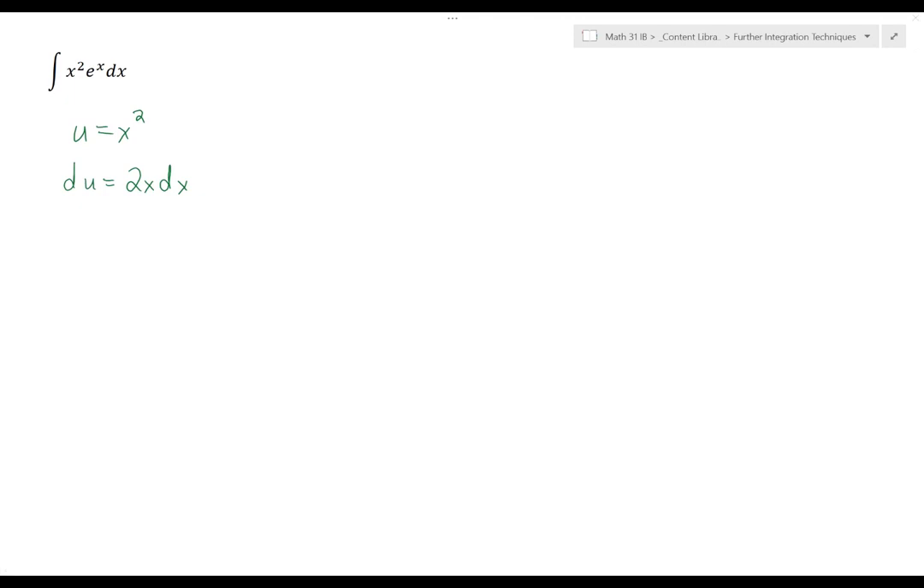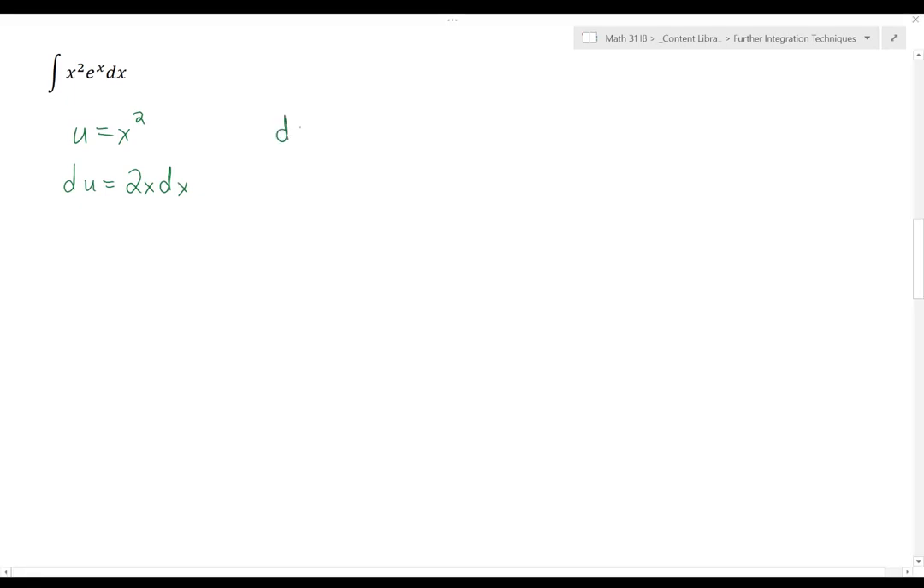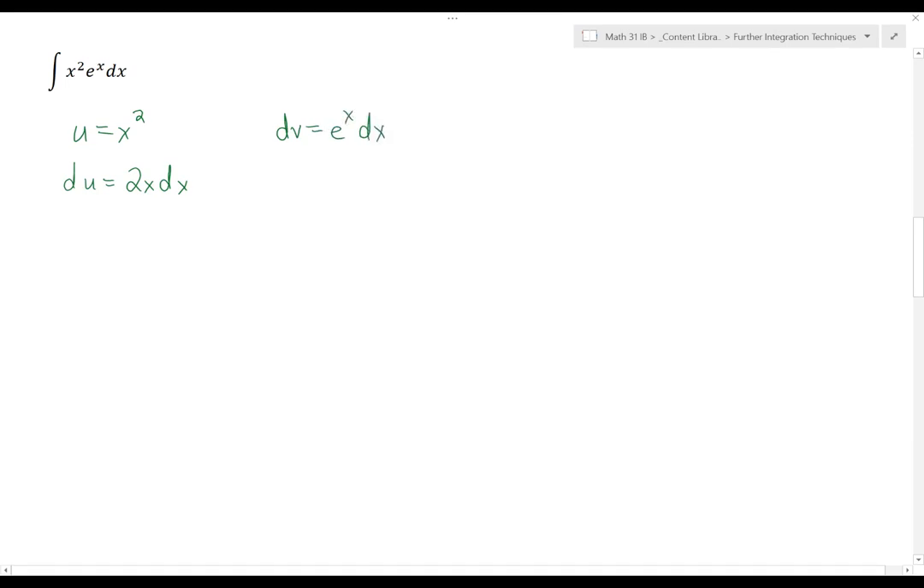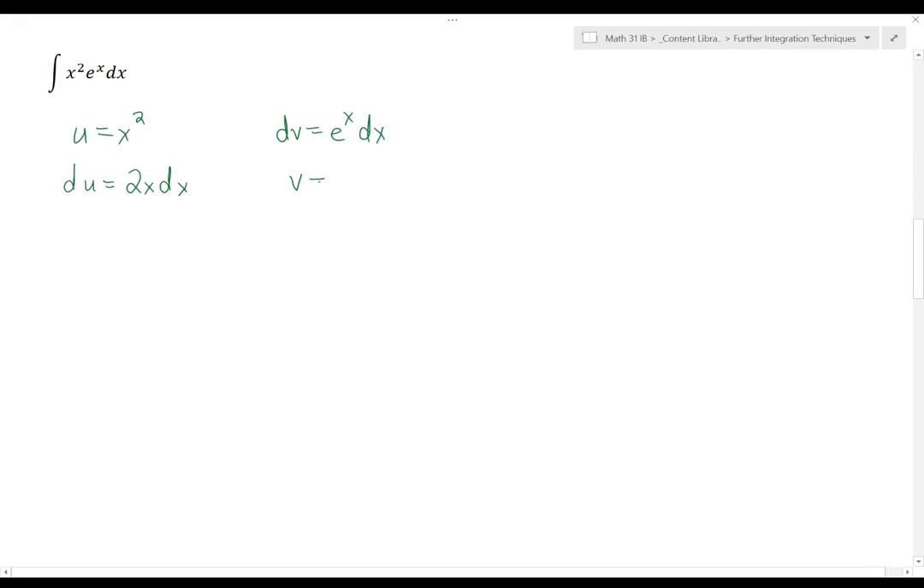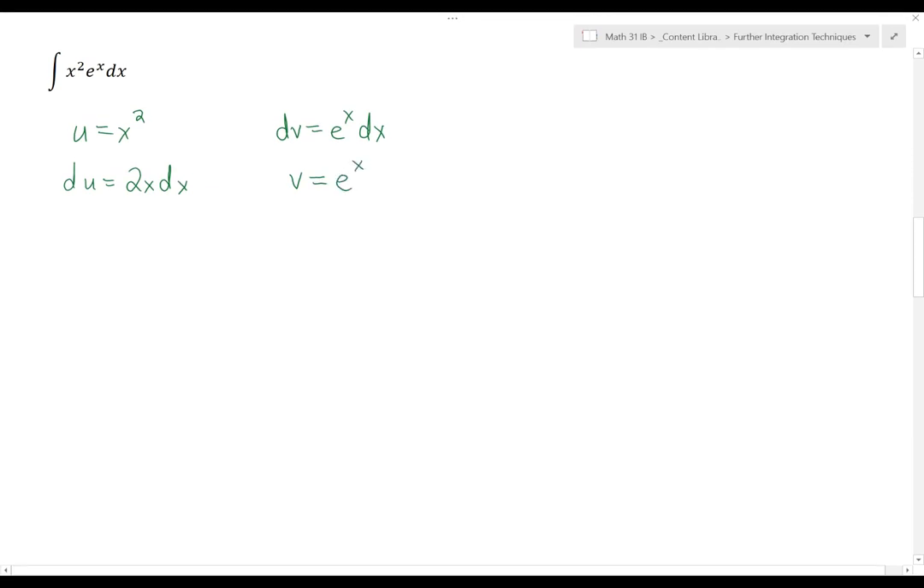Everything else, so the x squared becomes u, everything else becomes dv. So dv equals e to the x dx, which doesn't get simpler or more complicated when I antiderive it. Its antiderivative is just e to the power of x. Now that I have all the pieces, I can put it into the formula.